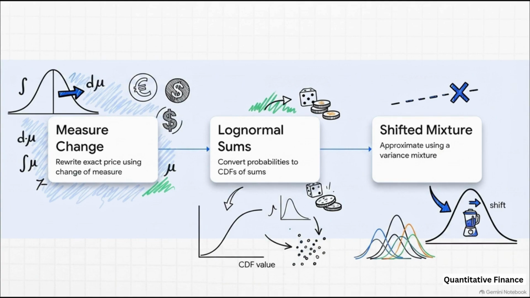Step 1 is a change of measure. They use Gaussian shift identities to rewrite the exact basket price as a linear combination of probabilities. Now keep in mind, this is purely exact math. There are absolutely no approximations happening yet.